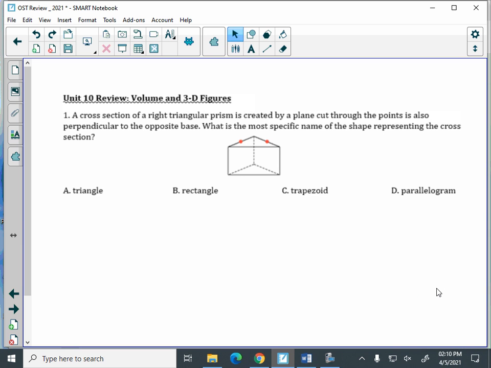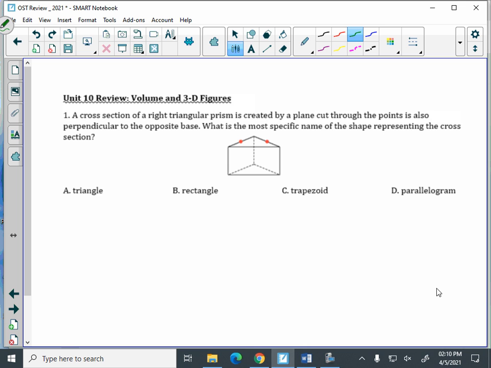We take a look at one, we need to figure out a cross-section of a right triangular prism created by a plane that cuts through the points. And it's also perpendicular to the opposite base. What is the most specific name of the shape representing the cross-section?